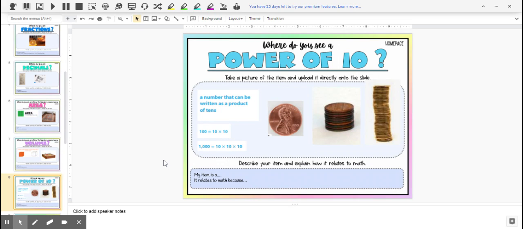Where do you see a power of 10? A power of 10 is any number that can be written as the product of tens. So for example, 100 equals 10 times 10. 1000 equals 10 times 10 times 10. I decided to use pennies to show the power of 10. 1 penny times 10 is 10 pennies. 10 times 10 pennies is 100 pennies.